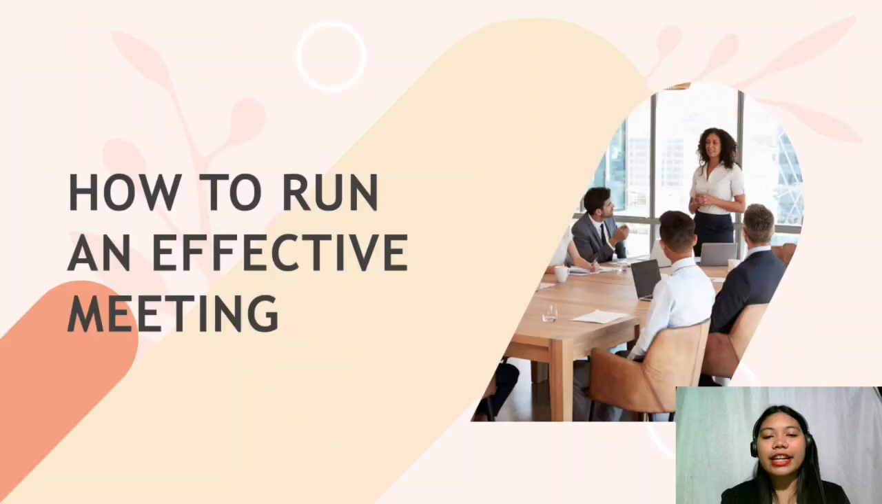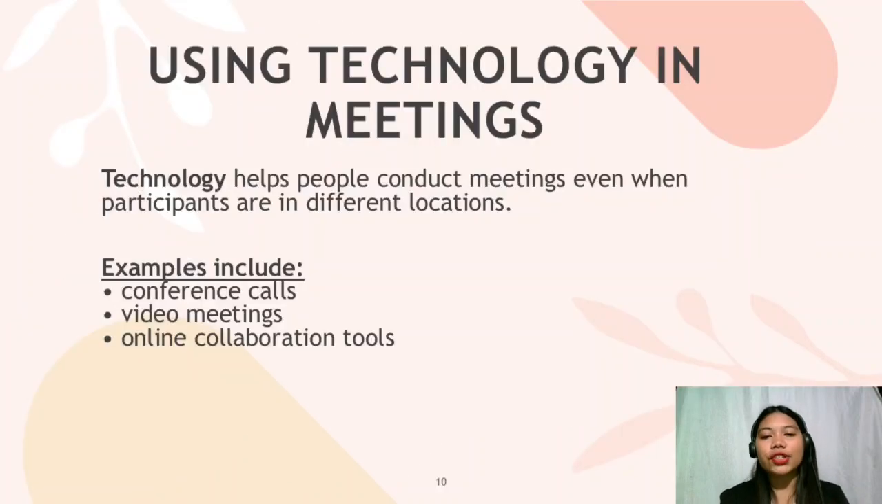So now, how to run an effective meeting. Using technology in meetings. Technology helps people conduct meetings even when participants are in different locations. Examples include conference calls, video meetings, and also online collaboration tools. Technology allows organizations to communicate more efficiently.